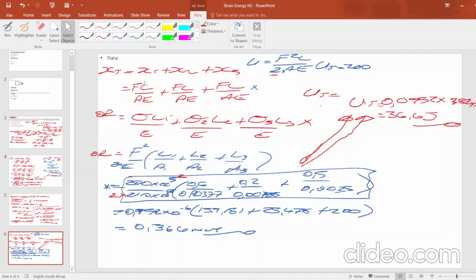The only thing that you do, you put a square there, you multiply by 2, you put a square, multiply by 2. The common factor will be F squared over 2E. There it is, F squared over 2E. Then we got the strain energy. This is how you apply it. This is one of the questions in application of gradually applied load. Thank you, good people.